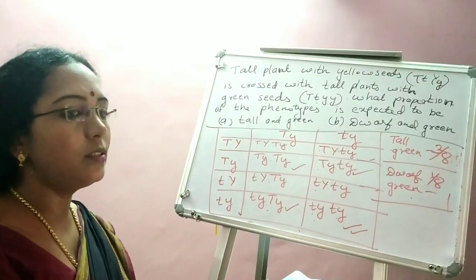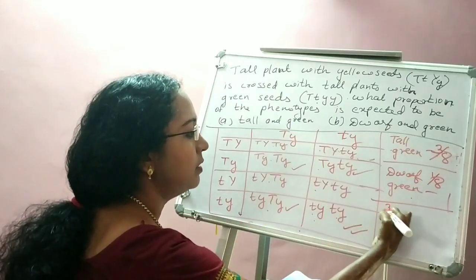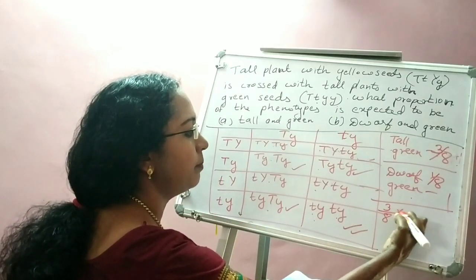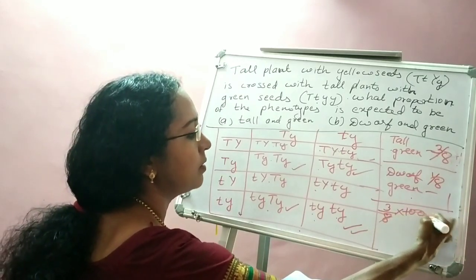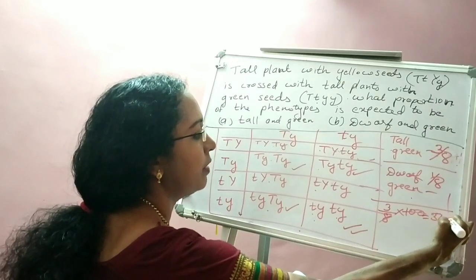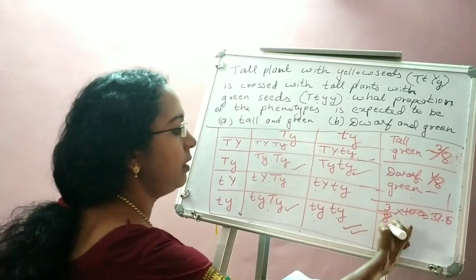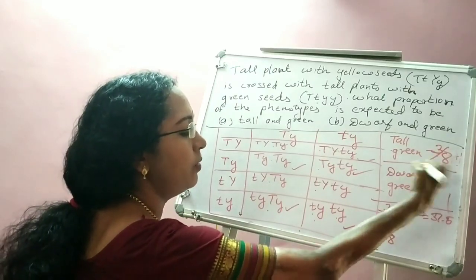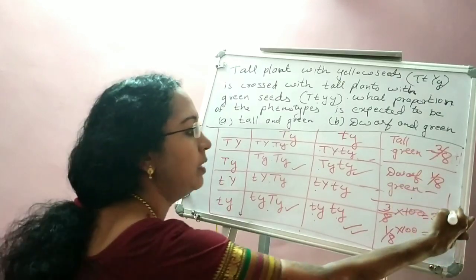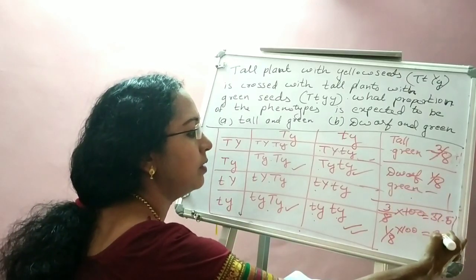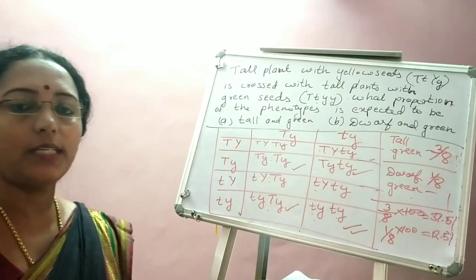If I have to convert this into percentage, how can I convert this into percentage? Just multiply by 100. 3 by 8 into 100. How much will you get? You'll get 37.5. Yeah, 37.5. Similarly, 1 by 8, you multiply by 100 to convert this into percentage, okay? Then you will get here 12.5. You can work it out, check it out, okay?